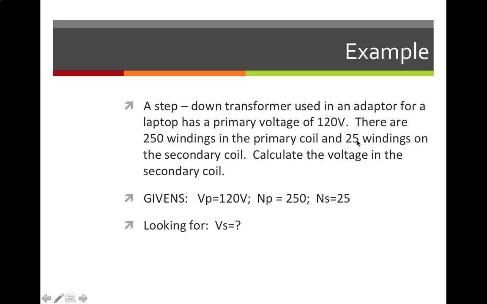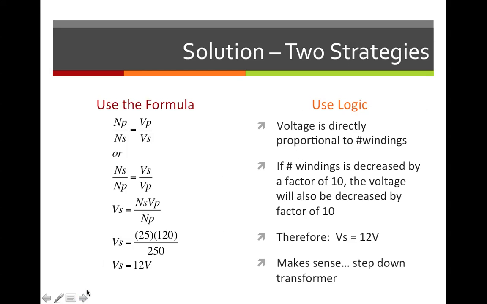So the turn ratio is 250 to 25, or you could just say it's 10 to 1, right? Because it goes down by a factor of 10. And that basically will tell you the voltage. The voltage will follow the turn ratio. So here's the formula, if you wish to use it, or you can just say, because it's going to follow the turn ratio, the windings go down by a factor of 10, so will the volts. Okay, it goes to 12.